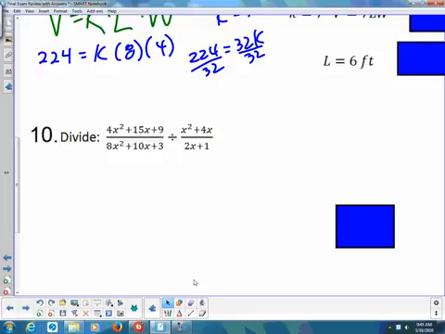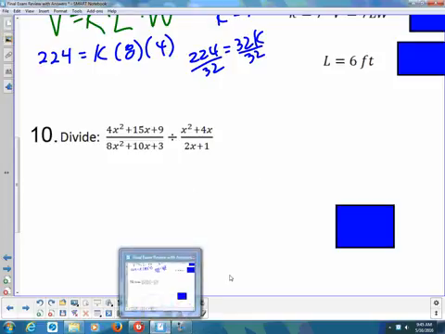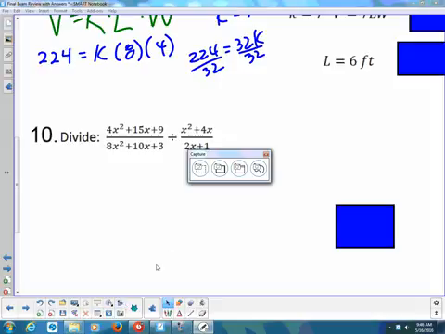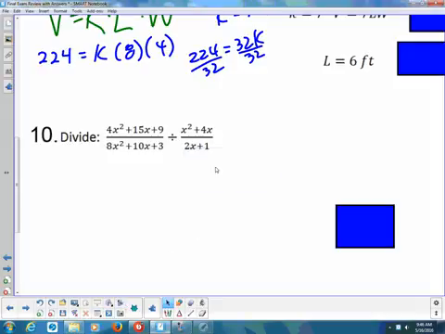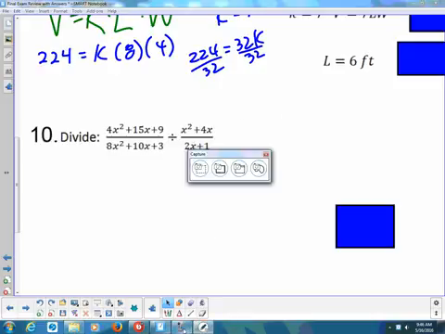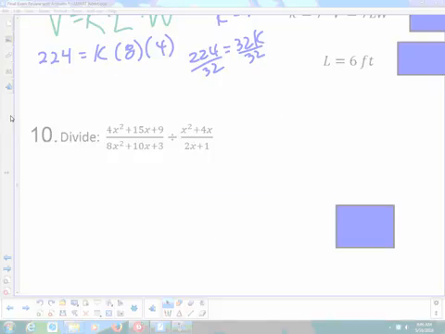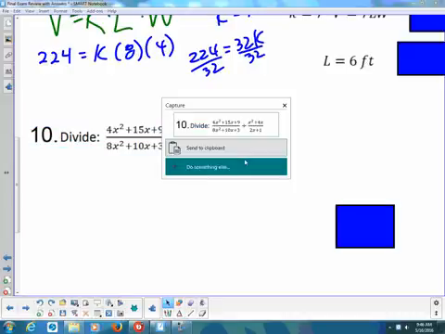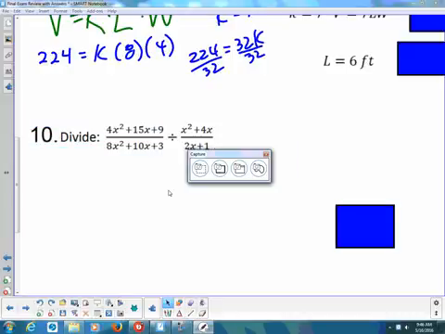For this one, so will this let me take a picture? Probably not. Maybe. No, I don't know what this is. Oh, thank you, but that's not what I wanted. How about this? Send to clipboard.